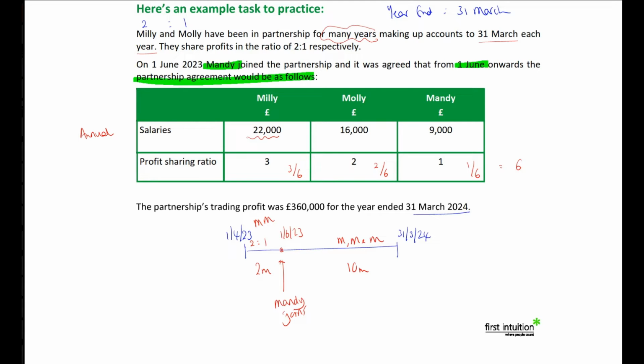And because these only started from June, everybody's only going to get a salary for 10 months out of this year. It goes up to March, but they only start with this arrangement in June, so we've got 10 months worth of salaries rather than 12.